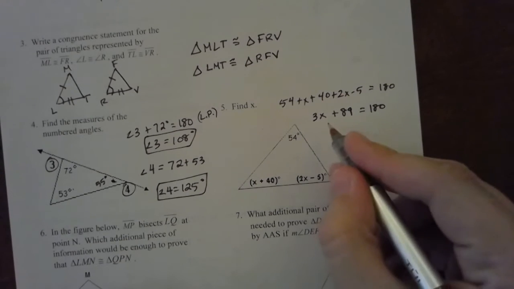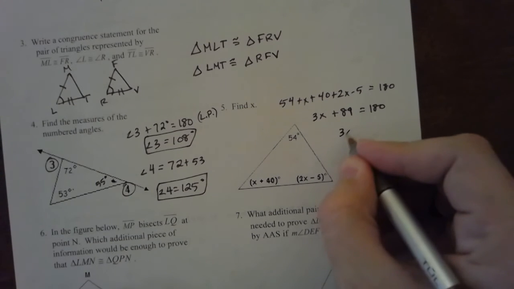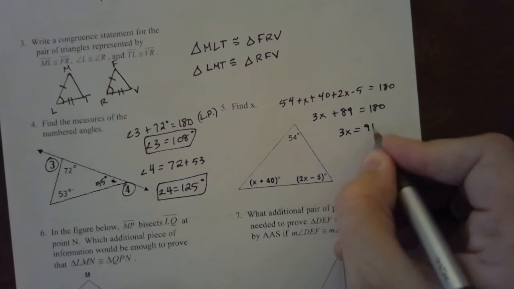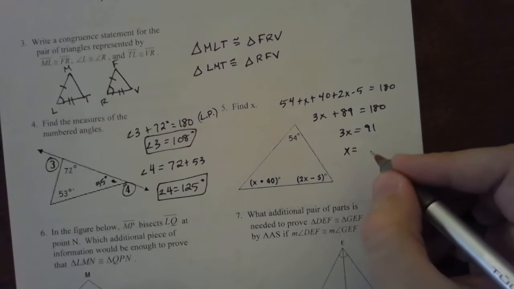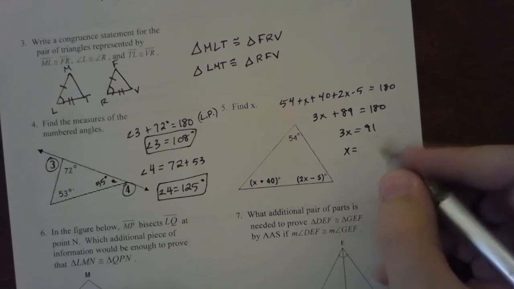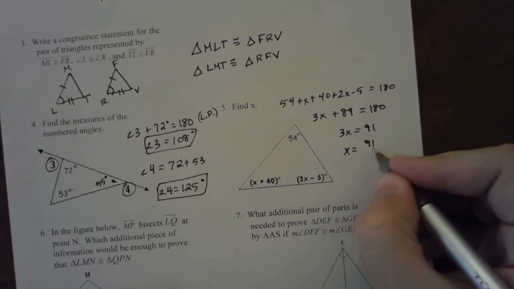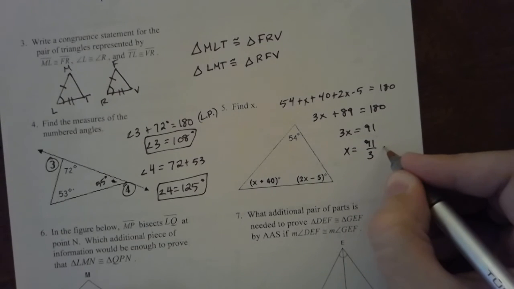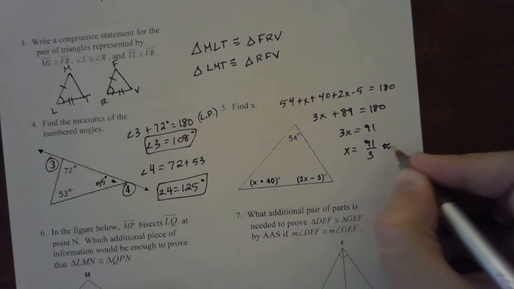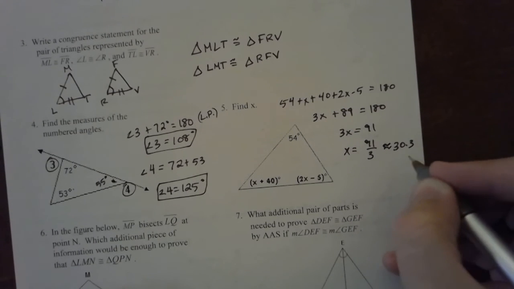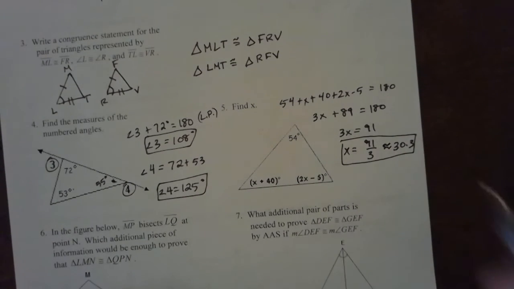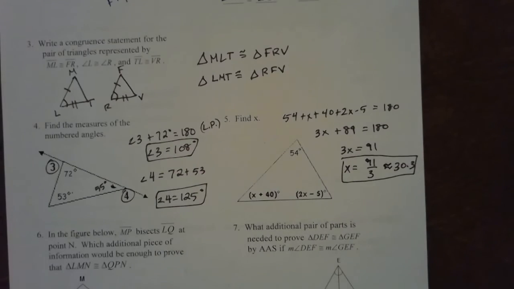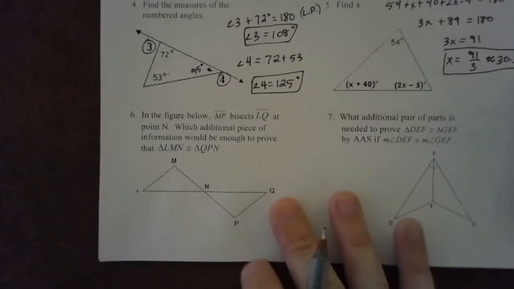So to solve for x, subtract 89 over, and I'll get 3x is equal to 91. And then I'm going to divide by 3. And then right here, it's going to be a little bit of an uneven answer, but you can leave your answer either as 91 over 3, or you could approximate it to just being 30.3 roughly. Either way, that will be our answer for number 5. All right, let's next look at number 6.